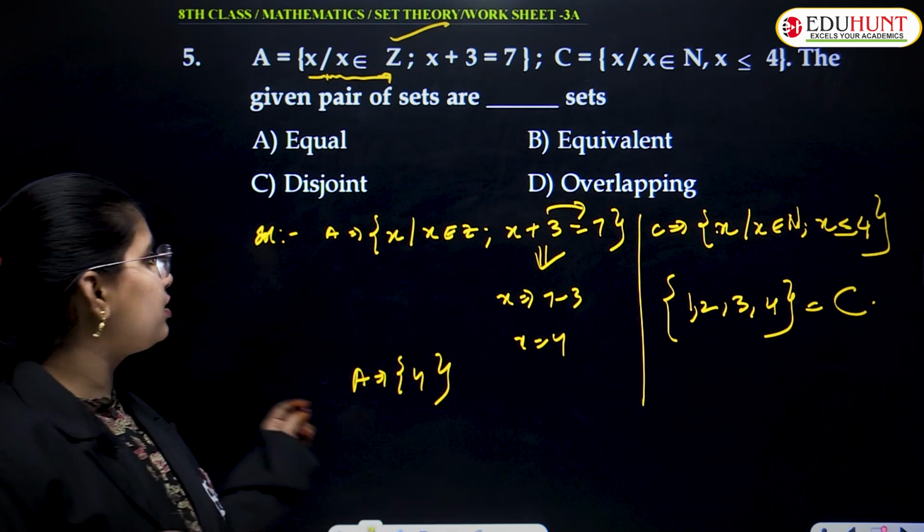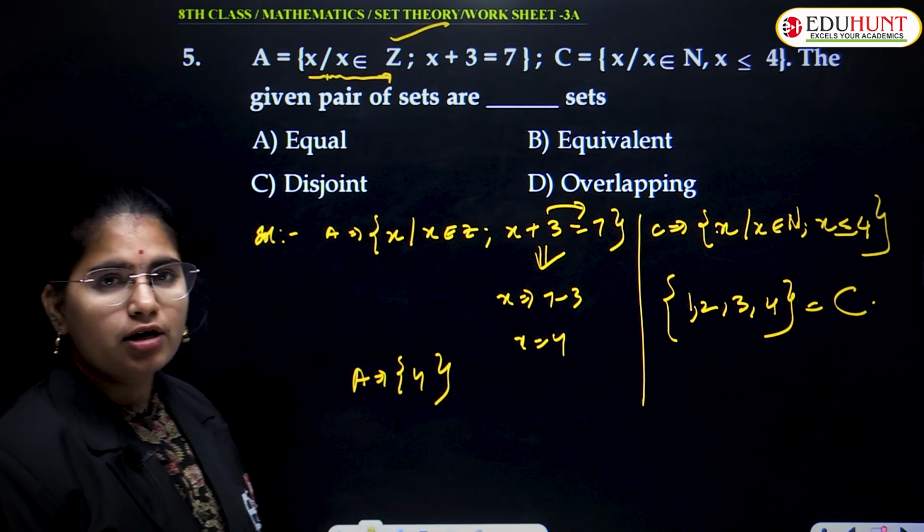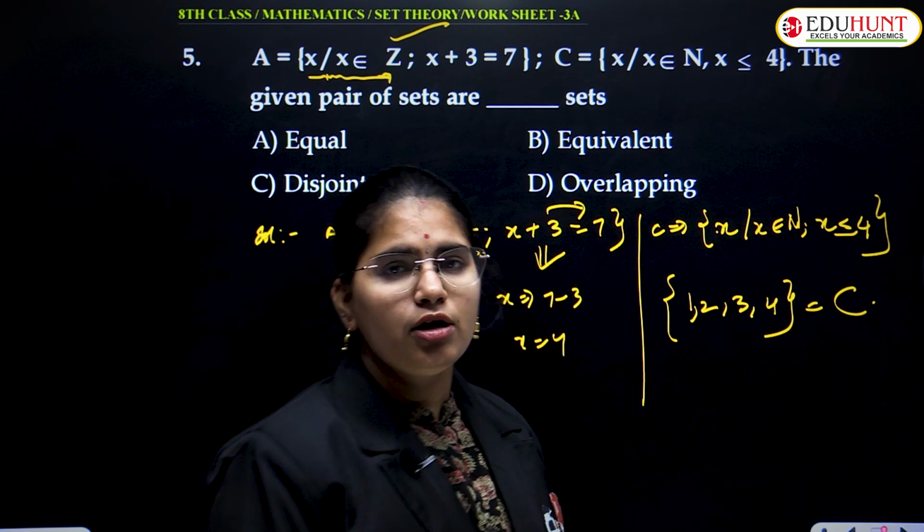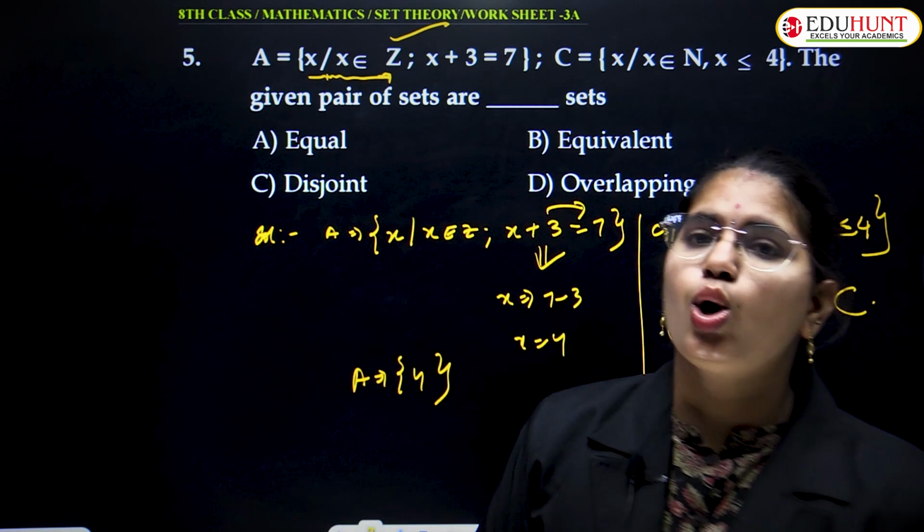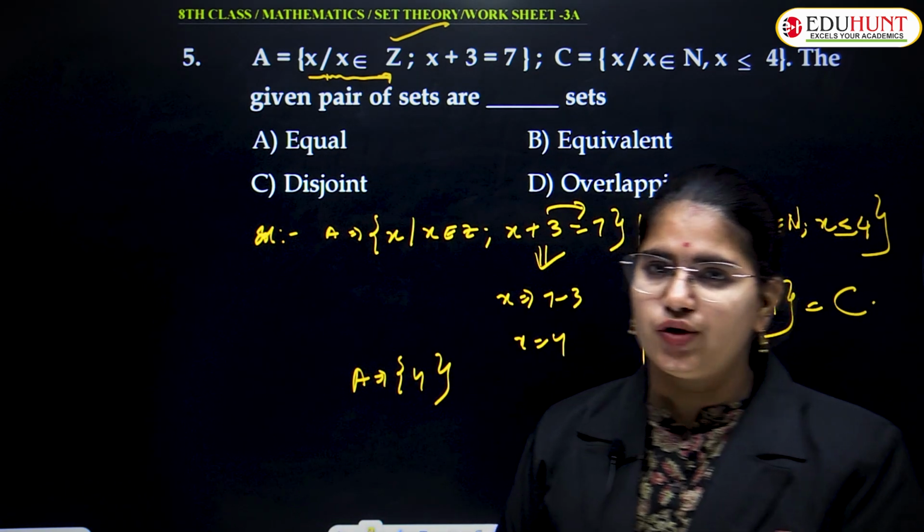So that is nothing but, if you found at least one common element, you can call these overlapping sets. Very good, my dear children.